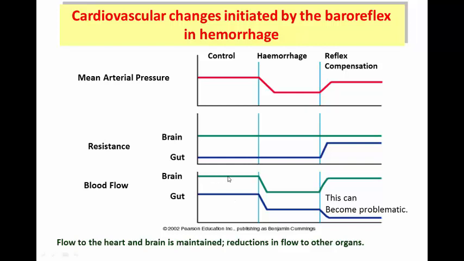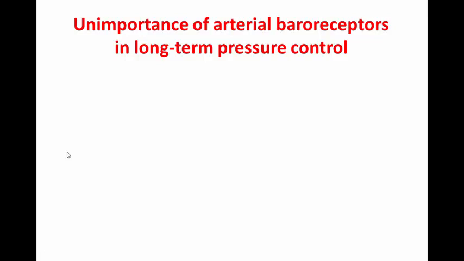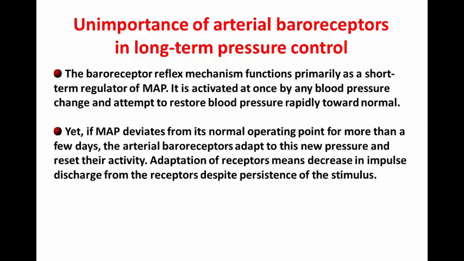In the brain, this is blood flow through the brain before bleeding. During hemorrhage, it decreases, but now with compensation, blood flow through the brain increases, is elevated, and is approximately the same blood flow before bleeding. This is because the resistance through the cerebral circulation has not increased. The arterial baroreceptor reflex is important in short-term regulation of blood pressure. However, it is unimportant in long-term regulation of arterial blood pressure.